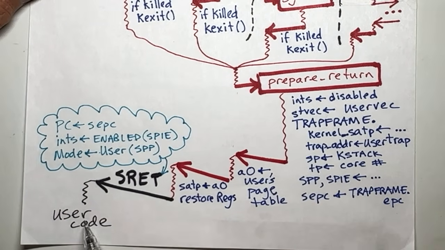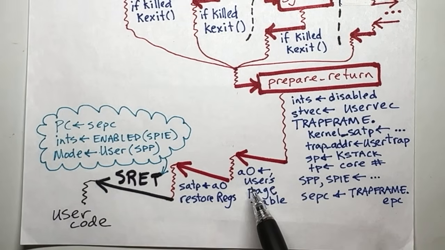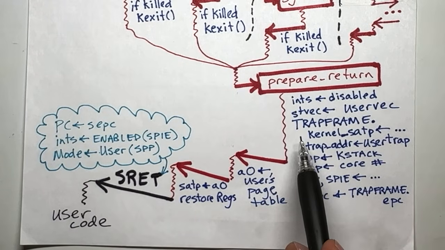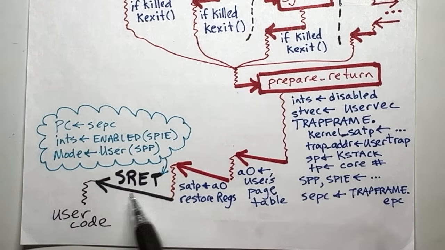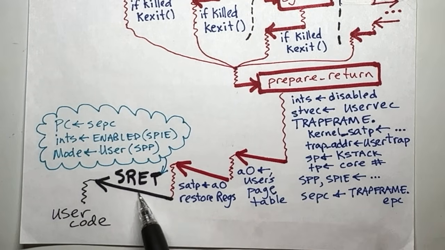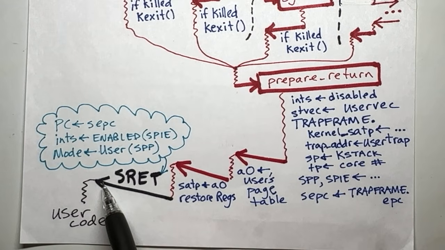For the first time slice, we'll need to do something very similar to get into user mode for the first time. Essentially, we'll need to do this stuff down here, calling prepare return, and then getting back into uservec, which will restore the user's registers and execute the sret instruction.